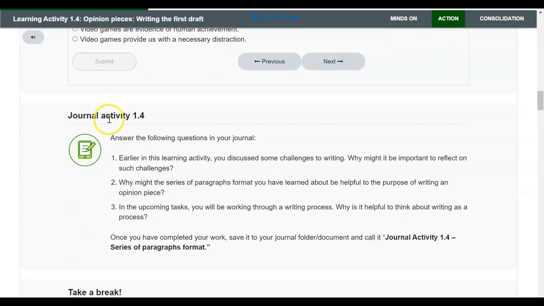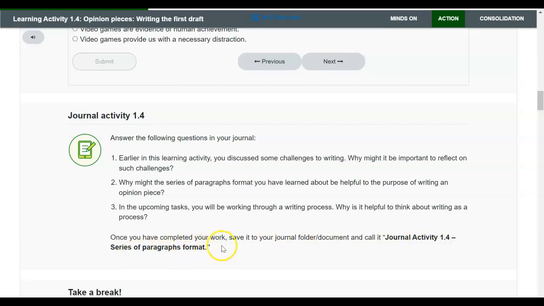Then you're going to move on to your journal activity, which makes sure you are saving, and then you can write in the journal activity template that you got in activity 1 what you're writing about. Make sure you're answering each one of these 3 areas here, and then save it in your notes called Journal Activity 1.4, series of paragraphs.